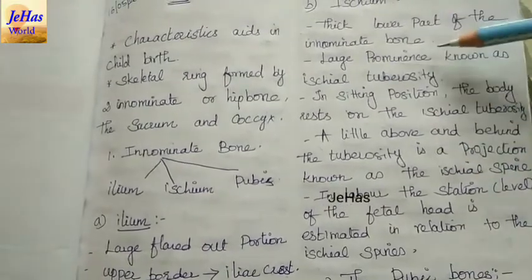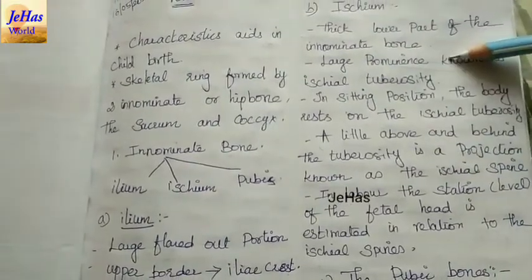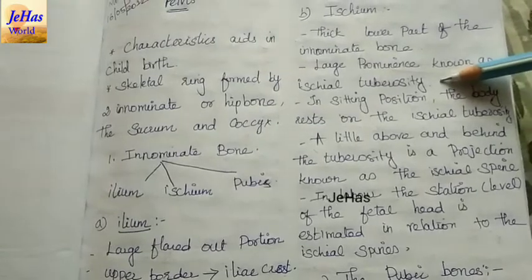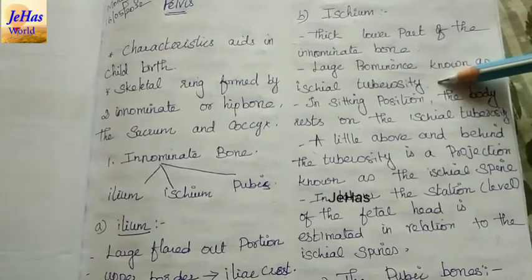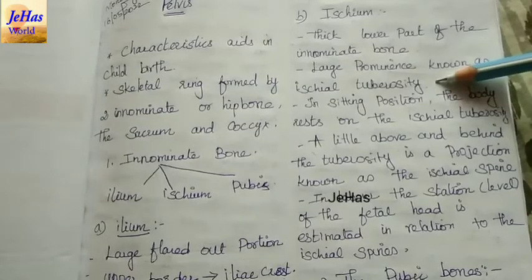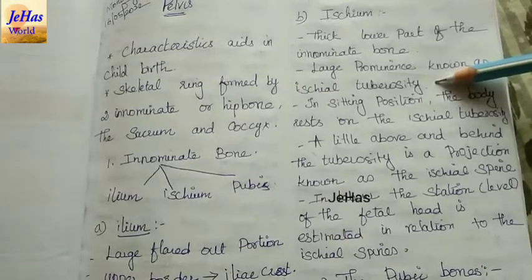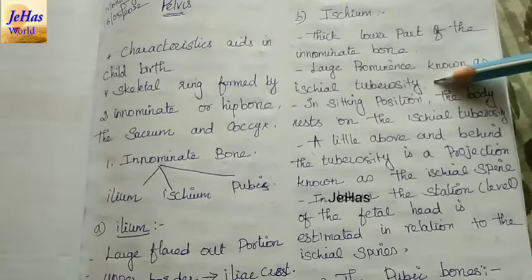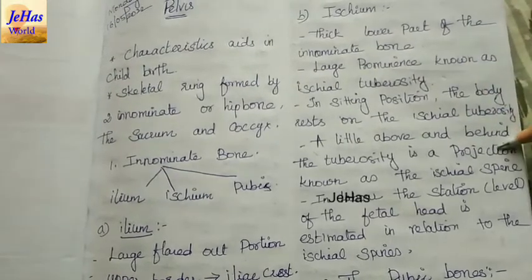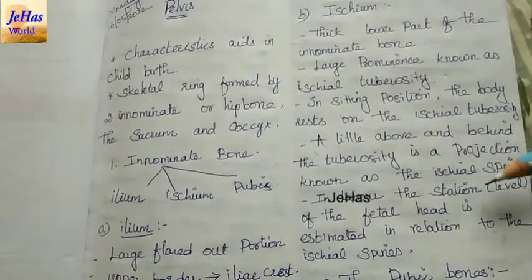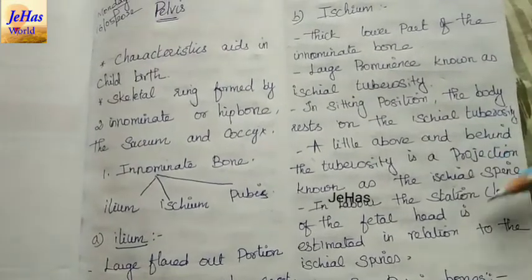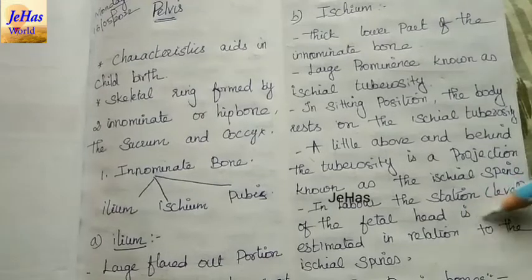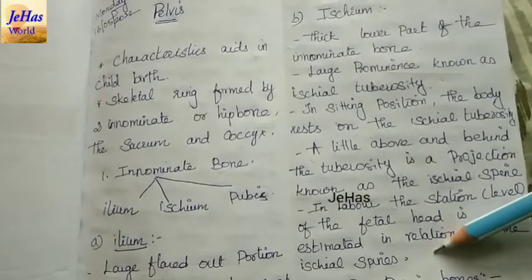So ischium is a thick lower part of the innominate bone, with a large prominence known as ischial tuberosity. In sitting position, the body rests on the ischial tuberosity. A little above and behind the tuberosity is a projection known as ischial spine. Ischial spine is very related to the labor station, as the station of the fetal head is estimated in relation to the ischial spine.